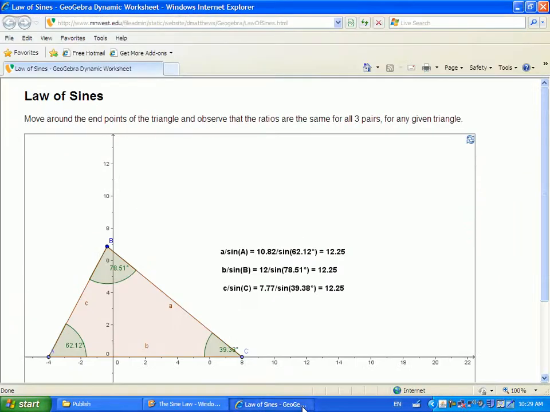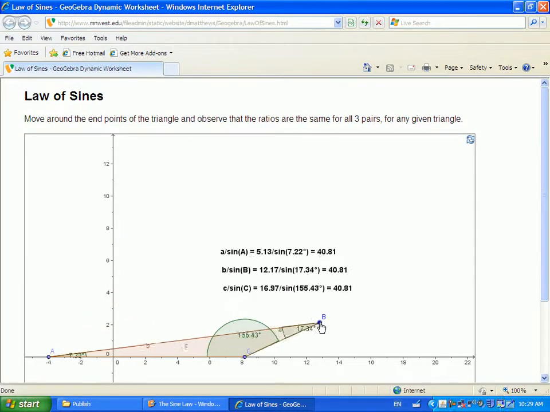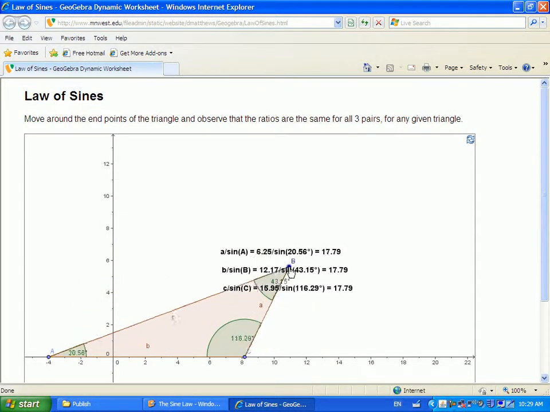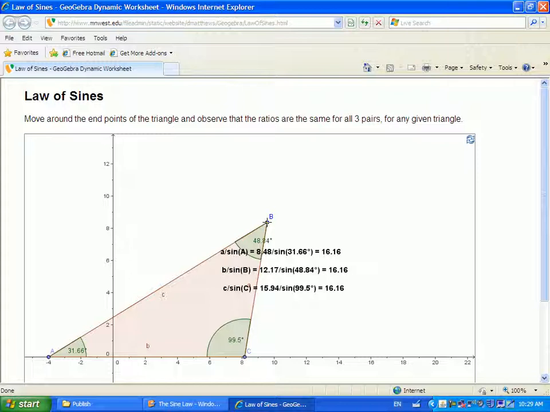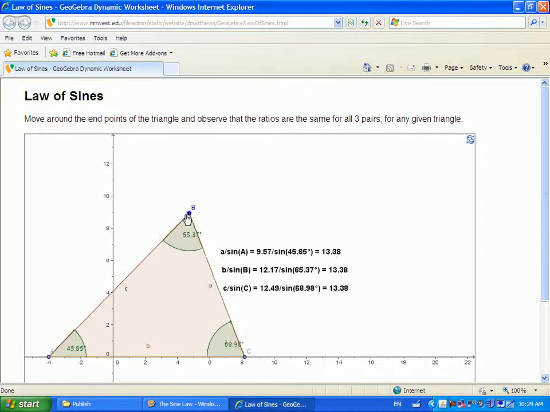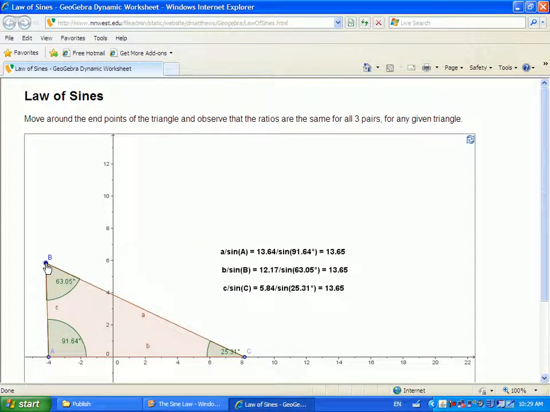What it's saying is no matter where I move these points, I can change the way the triangle looks, and those ratios, 16.16, it's the same all the way through for the three angles and the three sides. 13.18, 13.2, wherever I move it, I still end up with the same ratio all the way through the triangle.